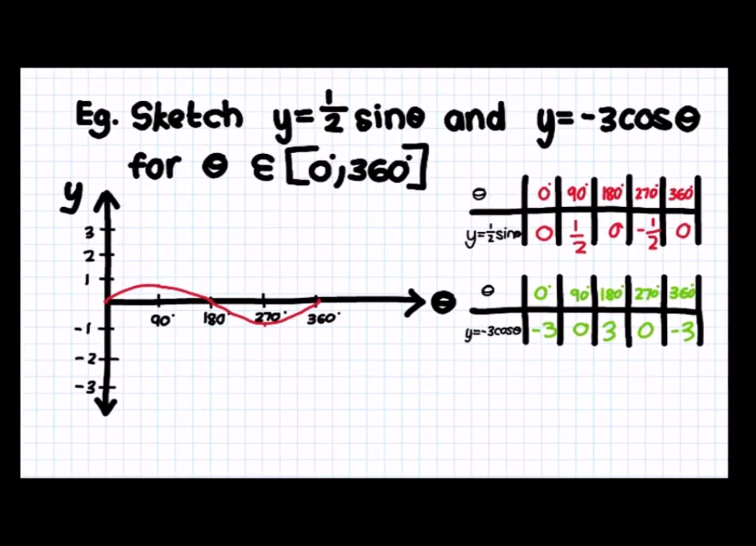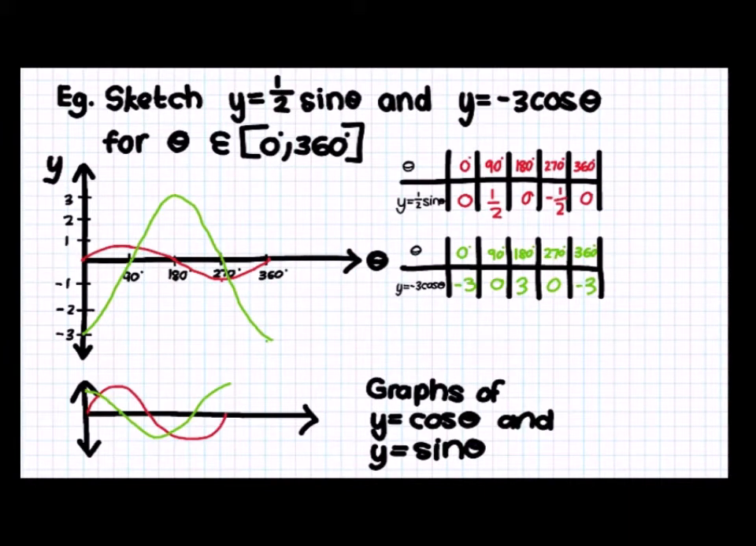For the cos graph then, we use the points, so we start at minus 3, go up to 0 at 90, 3 at 180, 270 is 0 again, and 360 we've got minus 3. Once again, we fill in the curve using a smooth curve. Okay, so those are the graphs that we get.